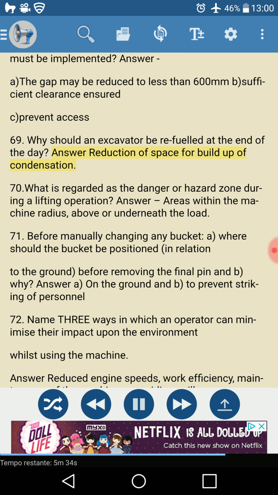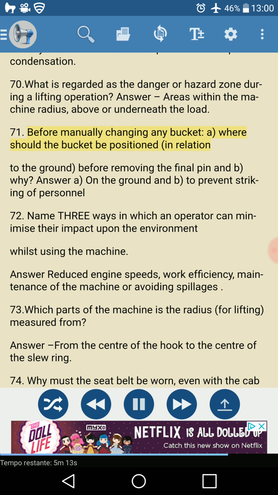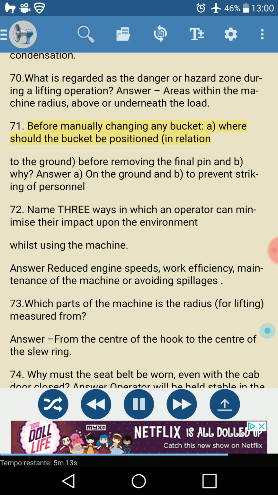71. Before manually changing any bucket, A. Where should the bucket be positioned, in relation to the ground before removing the final pin, and B. Why? Answer. A. On the ground, and B. To prevent striking of personnel.